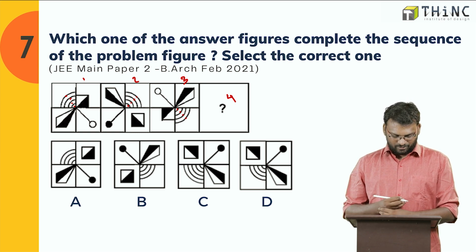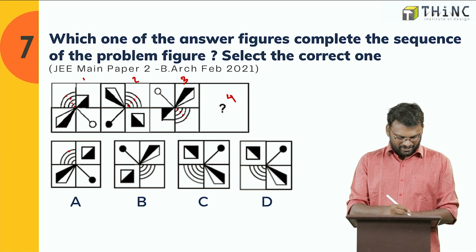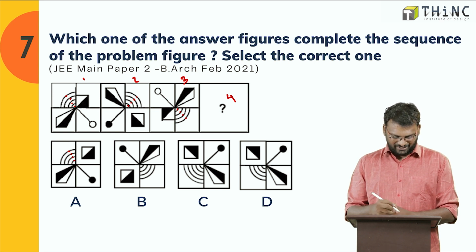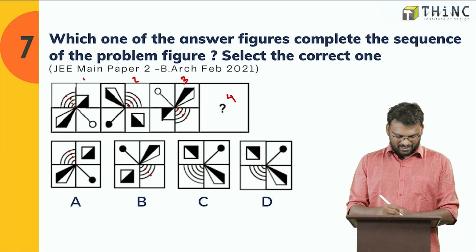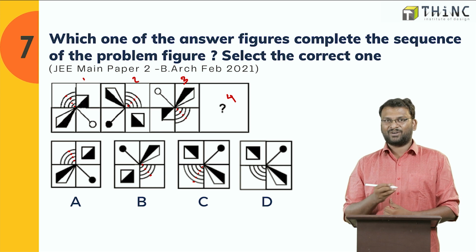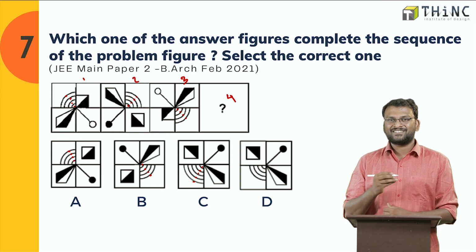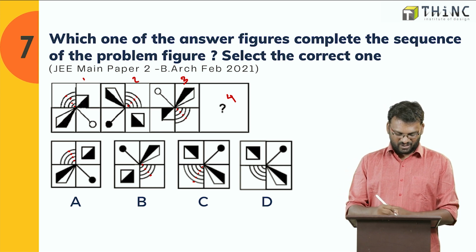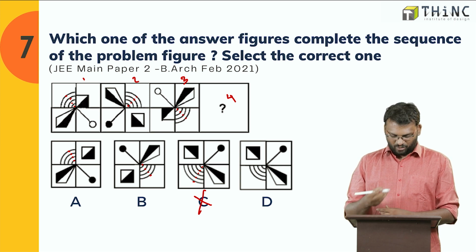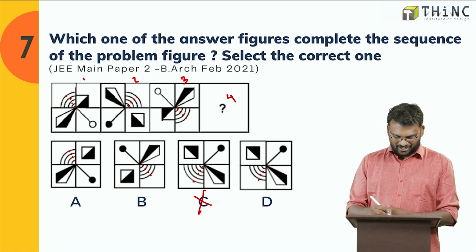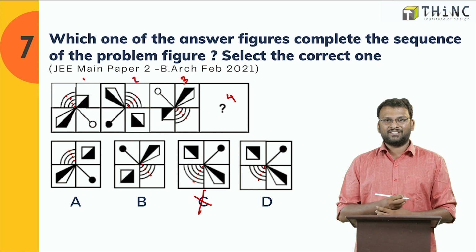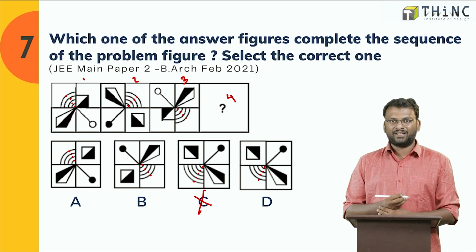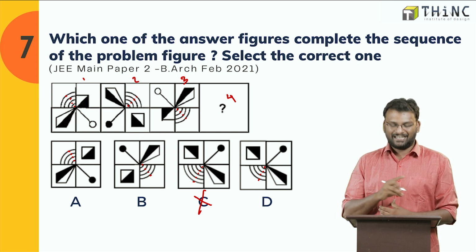Now come to the options. 1, 2, 3, 4. Fine. 1, 2, 3, 4. Fine. 1, 2, 3, 4, 5. It's not fine here, so option C is ruled out. Now option D, 1, 2, 3, 4. So even by simply counting the arcs, we are able to eliminate one option.